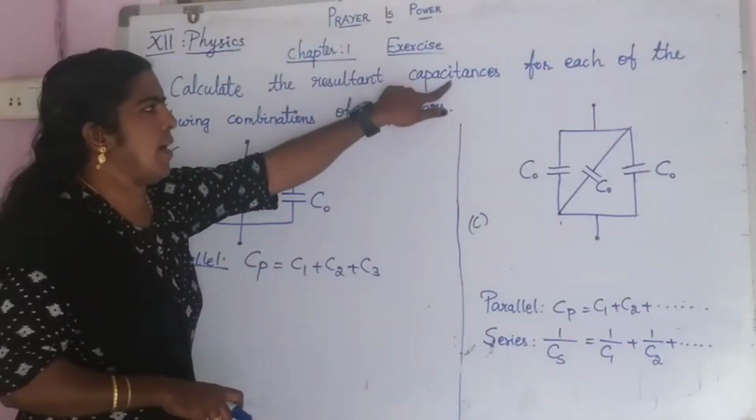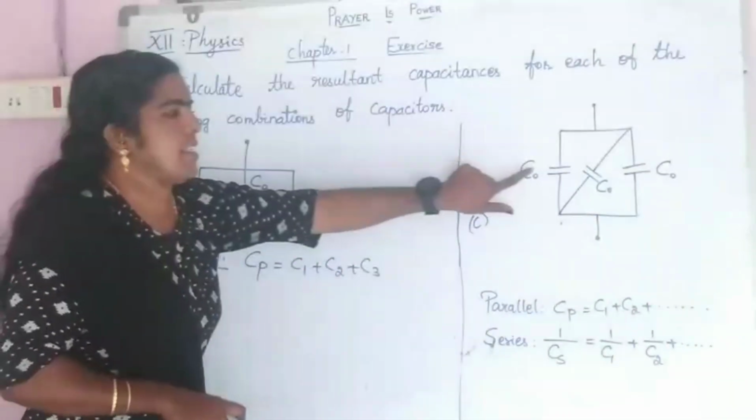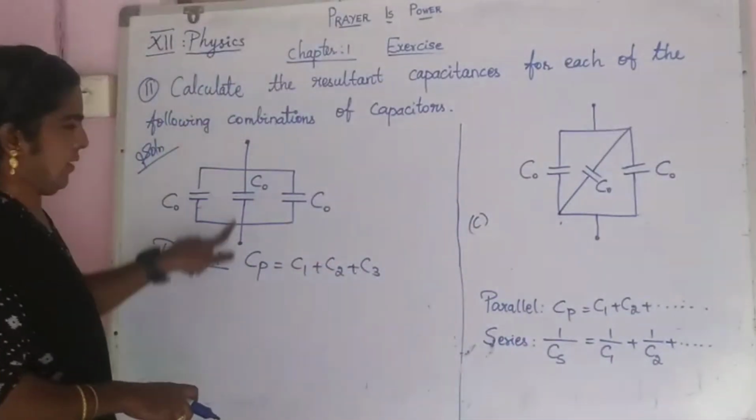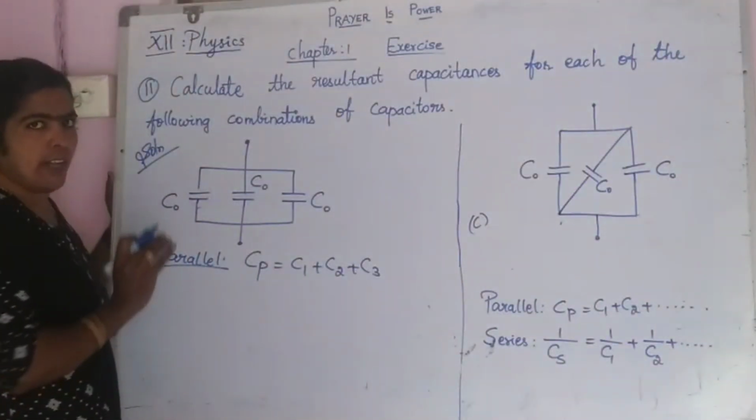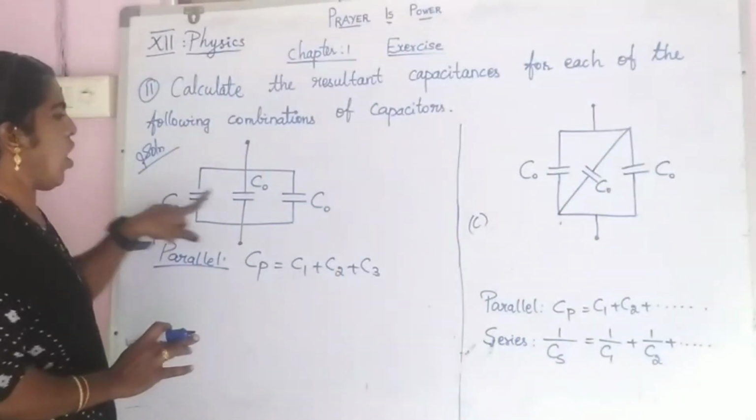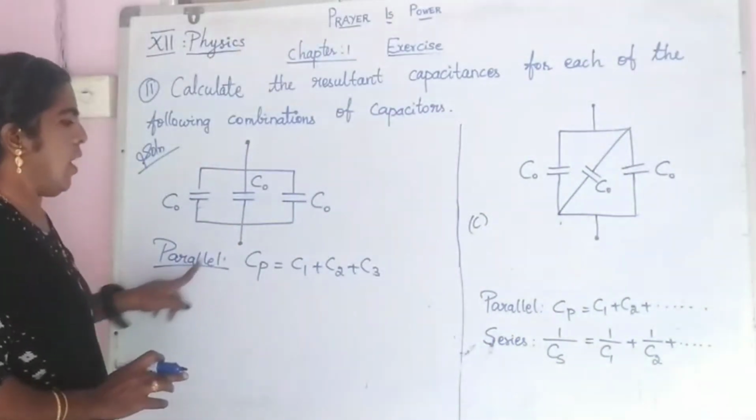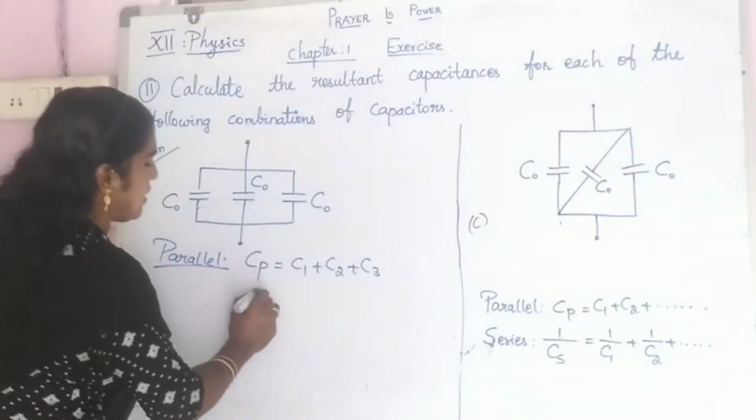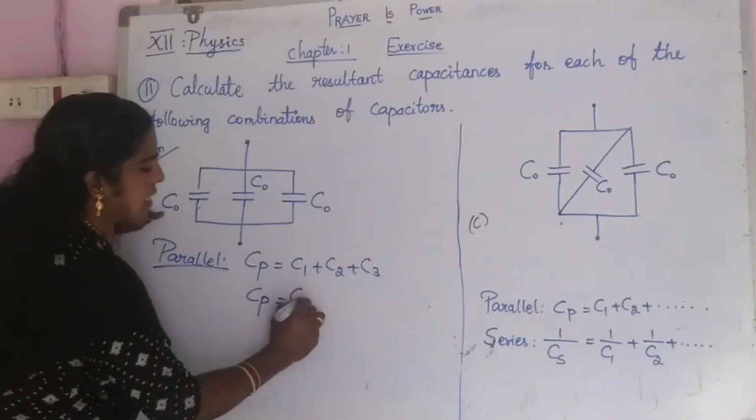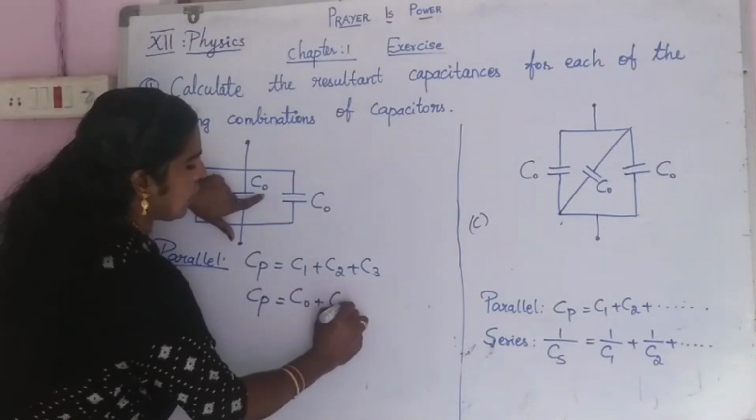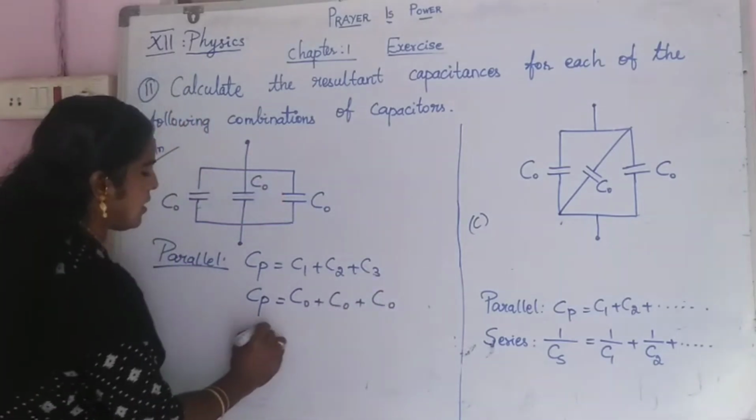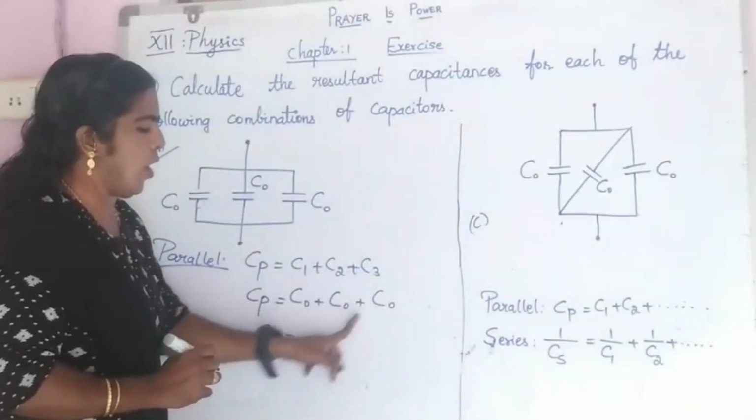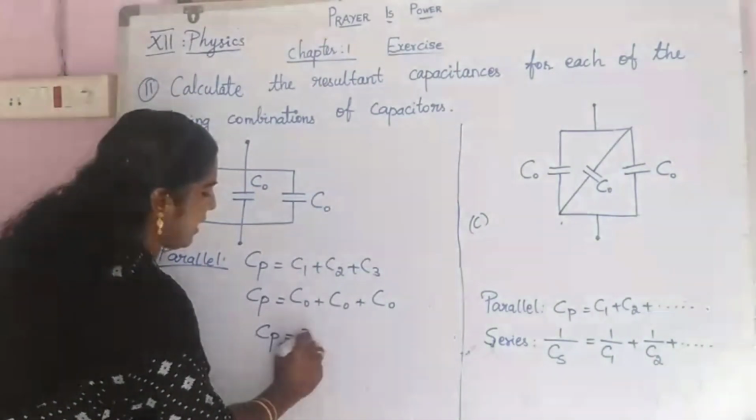For the resultant capacitance for question C, first rearrange the circuit like this. The line is arranged like this. Both circuits are the same; for our answer it is just rearranged. C0, C0, C0, which are in parallel. Parallel formula: Cp is equal to C1 plus C2 plus C3. C1 value is C0, C2 value is C0, and C3 value is C0. Cp is equal to C0 plus C0 plus C0. Here the numbers are 1, 1, 1. 1 plus 1 plus 1 is 3. So 3C0.